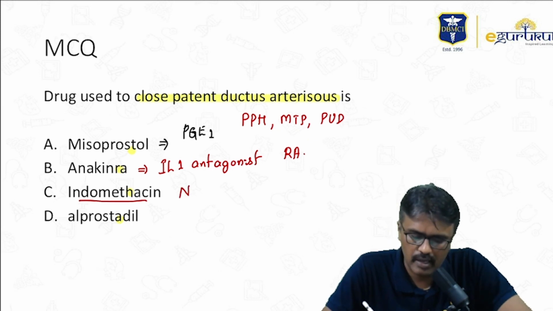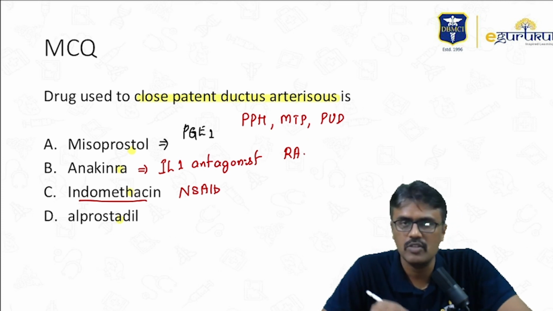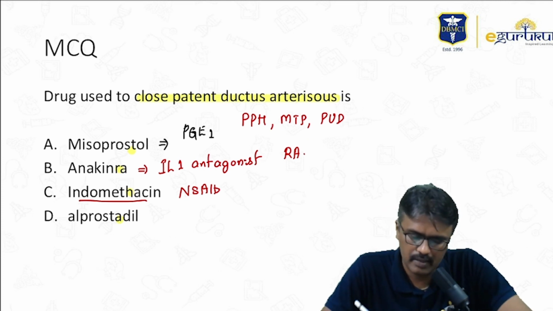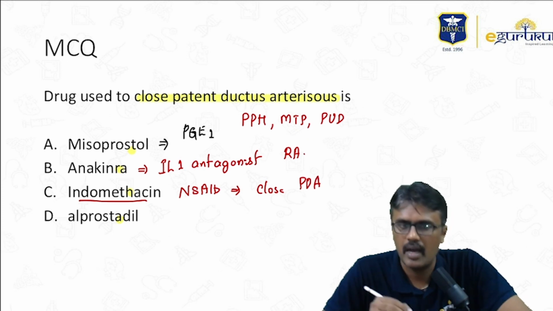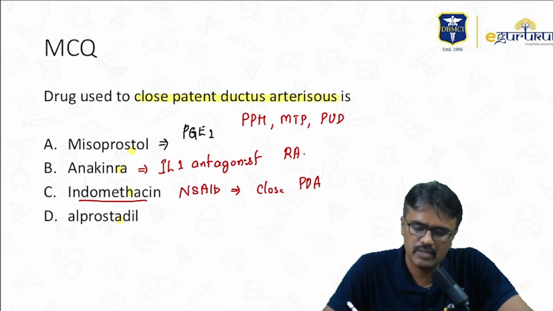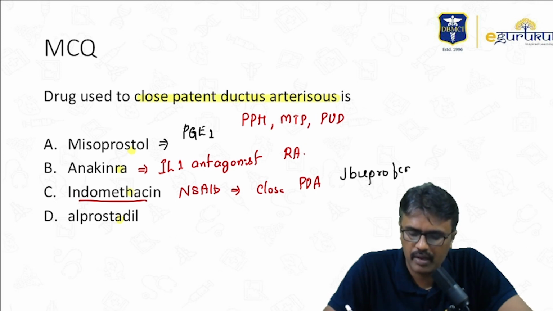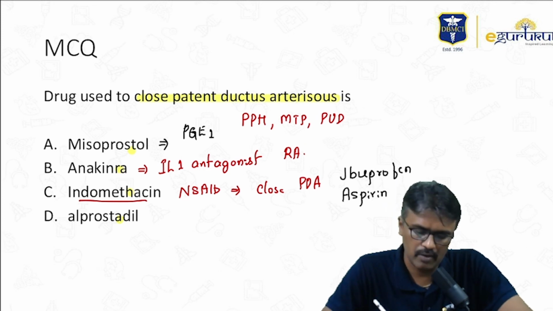Indomethacin is an NSAID, and it can also be used in rheumatoid arthritis, osteoarthritis, gout. But the additional use of indomethacin is it is also used to close patent ductus arteriosus. Apart from indomethacin, the other NSAIDs which can be used are ibuprofen, and one more is aspirin. These are the things, but the drug of choice is indomethacin.